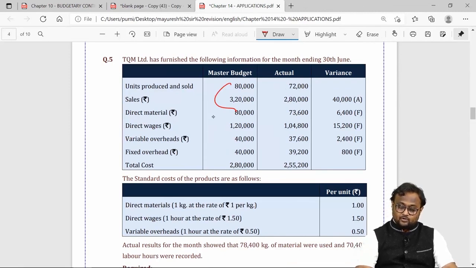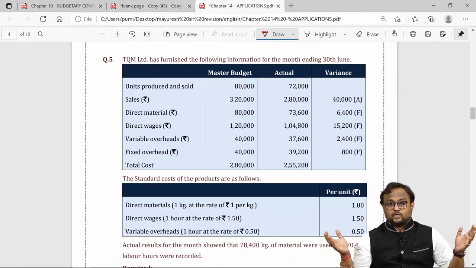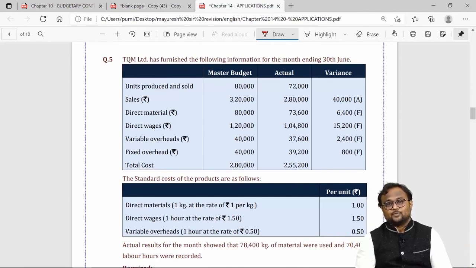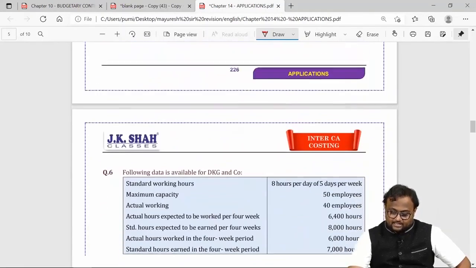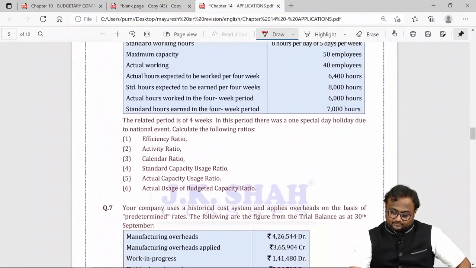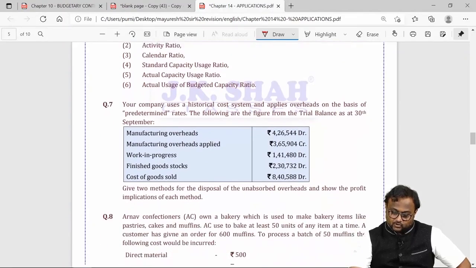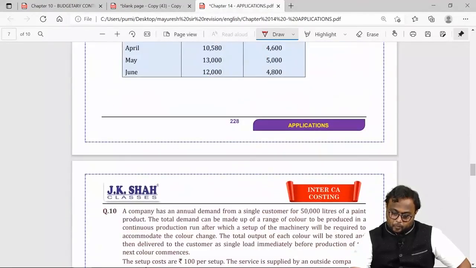I told you, guys, for variable cost you are supposed to focus on CPU, and for fixed cost you are supposed to focus on total. Am I right? The next part was standard, which I'll discuss later. Ratios also I'll discuss later in standard.